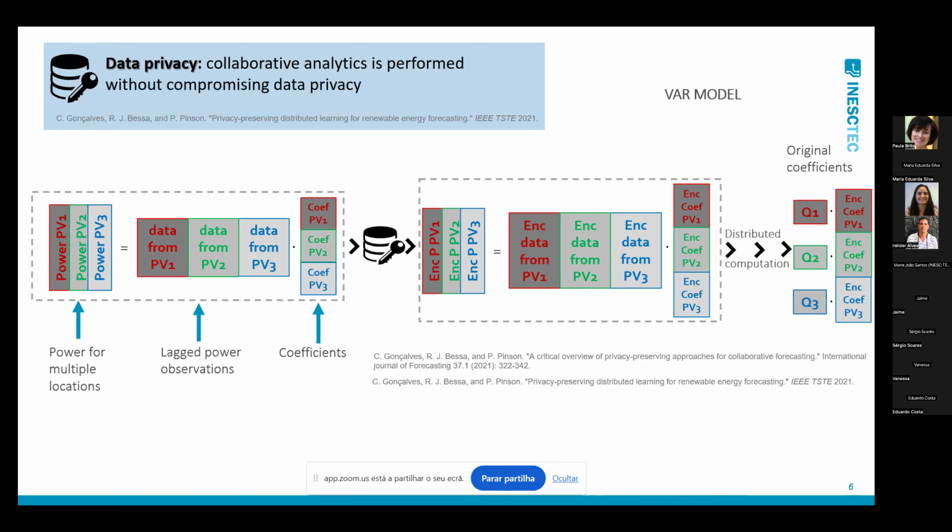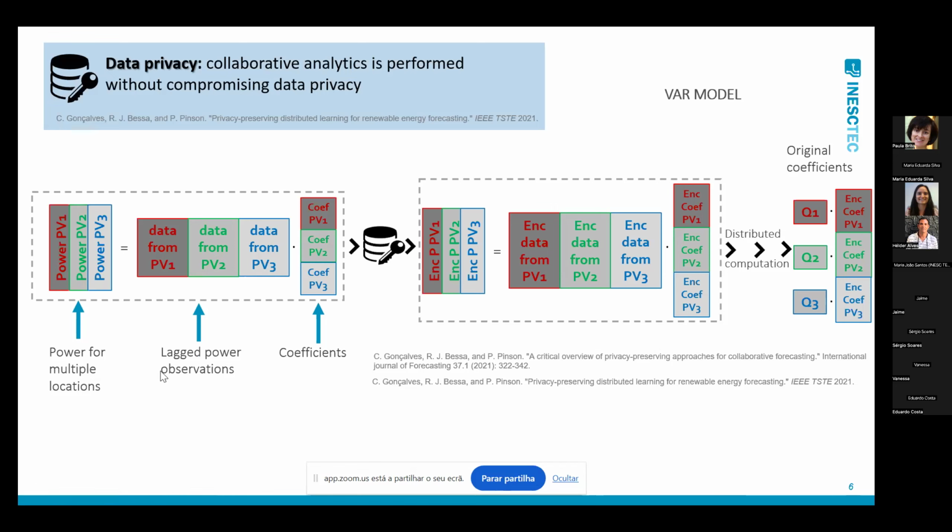And this is an example of what we see in the literature as vertical federated learning. So federated learning, because we can distribute the problem across the agents, and vertical because when we organize the target matrix and the input, the covariate matrix, we see that data is vertically split among the data owners.